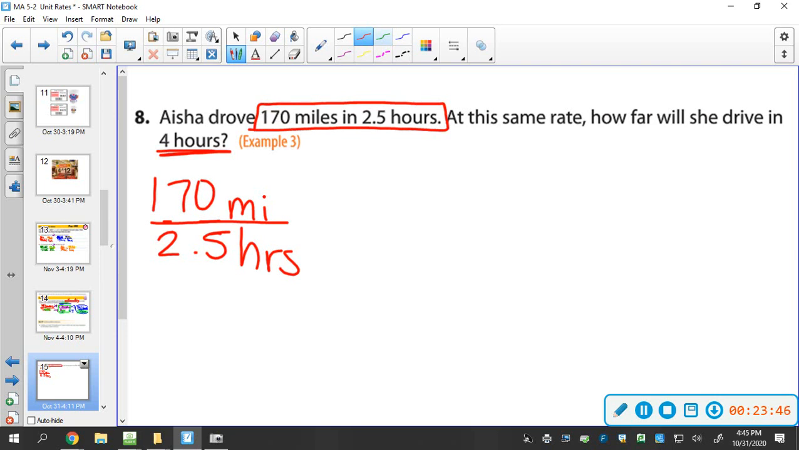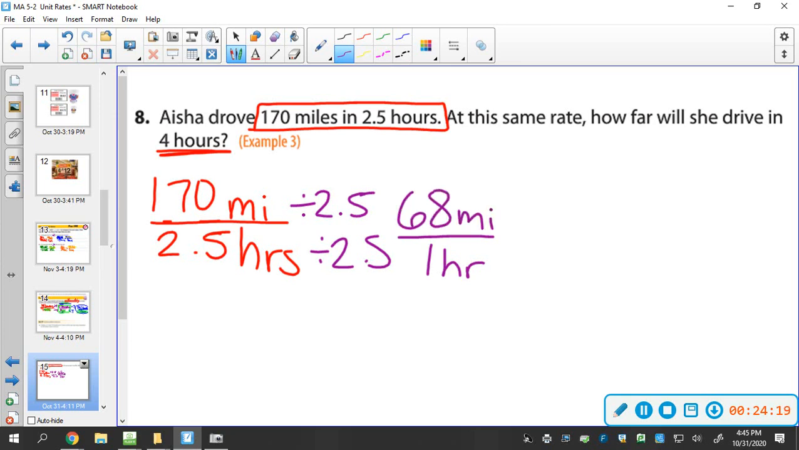So now, what do we need to do to start this problem? So we should be dividing by 2.5 so that we get 1 hour on the bottom. And when we do that, you end up getting, let me see, I got to type this in. 170 divided by 2.5, we get 68. So 68 miles in 1 hour.